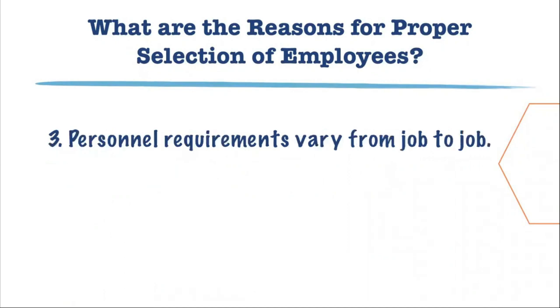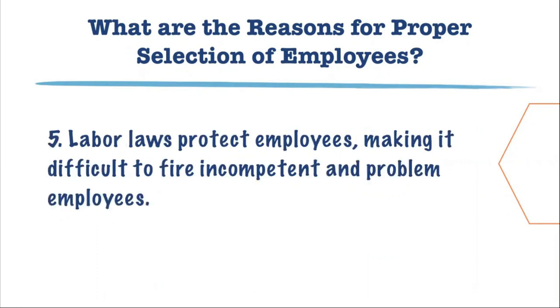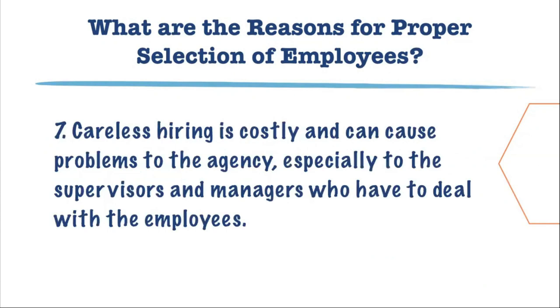Third, personal requirements vary from job to job. Fourth, people have a varying degree of intelligence, aptitudes, and liabilities. Fifth, labor laws protect employees, making it difficult to fire incompetent and problem employees. Sixth, individuals have different interests, goals, and objectives in life. And seventh, careless hiring is costly and can cause problems to the agency, especially to the supervisors and managers who have to deal with the employees.